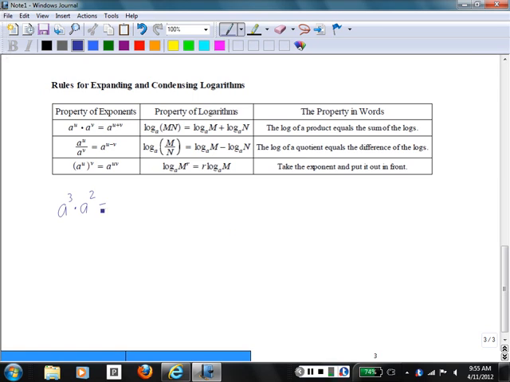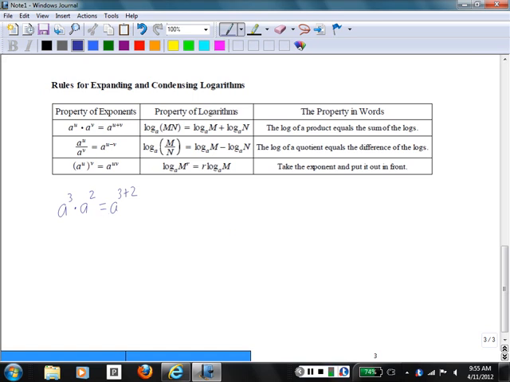A to the fifth power. You have 3 factors of a, and then shove that up next to 2 more factors of a, and we have a total of 5 factors of a. So we add the exponents when we're multiplying the exponential expressions there.